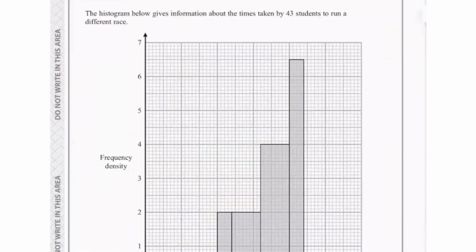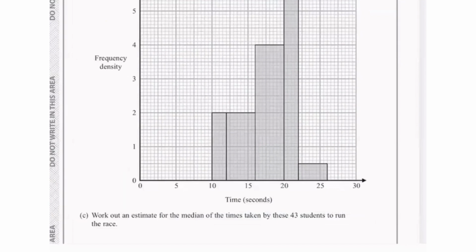Then the next part, it says the histogram gives information about the times taken by 43 students to run a different race. Work out an estimate for the median of the times taken by 43 students to run this race. So first we need to find the middle value. So if we do 43 divided by 2, that's going to give us 21.5. To find the 21.5th value, and that is going to be the median.